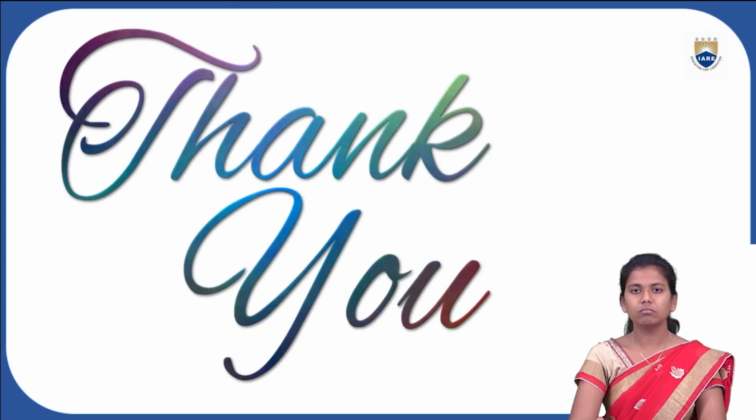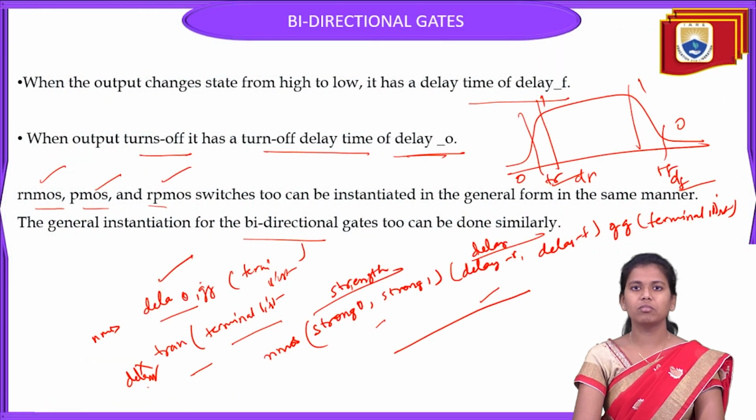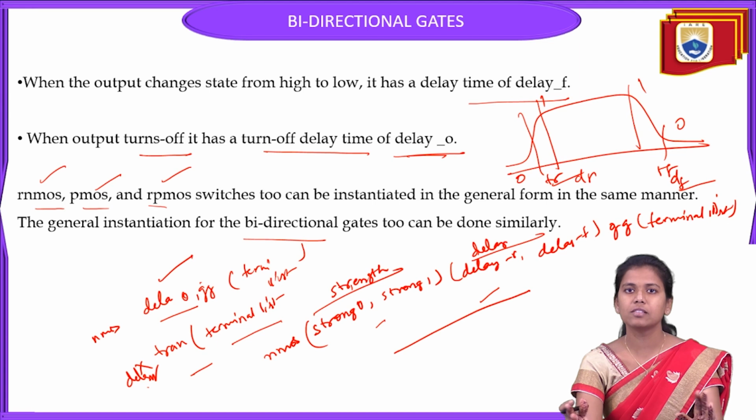Okay, so this is all about the bidirectional gates. In the bidirectional gates, we have discussed the different types of bidirectional gates. We have 6 types: tran, rtran, tranif1, rtranif1, tranif0, and rtranif0. When it comes to normal gates compared with the resistive switches, resistive bidirectional gates, the only difference is resistive switches. But when it comes to the mechanism, the functionality of both the gates is similar.